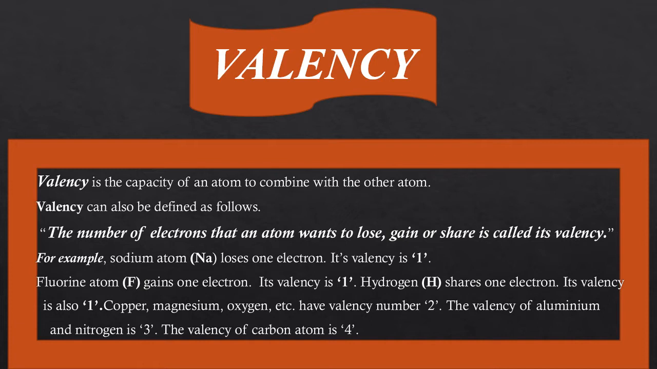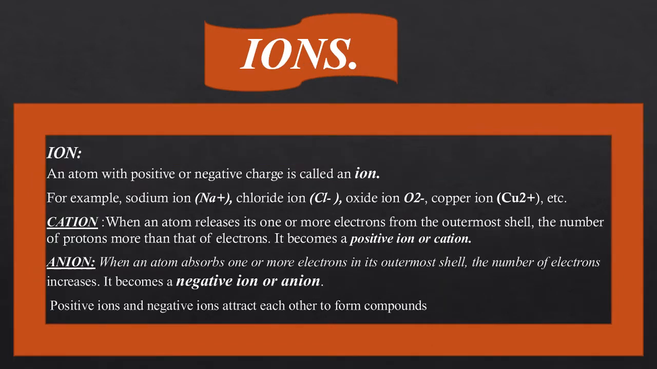In other words, you can say valency is the capacity of an atom to combine with another atom. Its capacity may be 1, 2, 3, or 4. It is basically the tendency to complete the outermost shell, or to complete the octet state to get the stable state. So that's why atoms combine with each other.